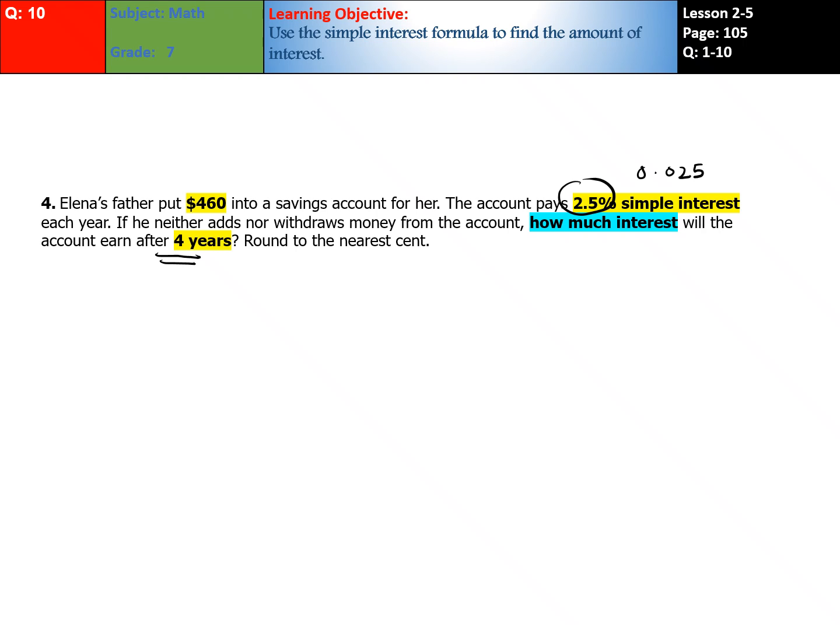Like the same, the formula is equal to PRT. Multiply the three numbers, 2.5% will become 0.025 times 4. Multiply the three numbers, it is 46. So the interest is $46 for 1 year. So sorry, for 4 years. Here it is 4.